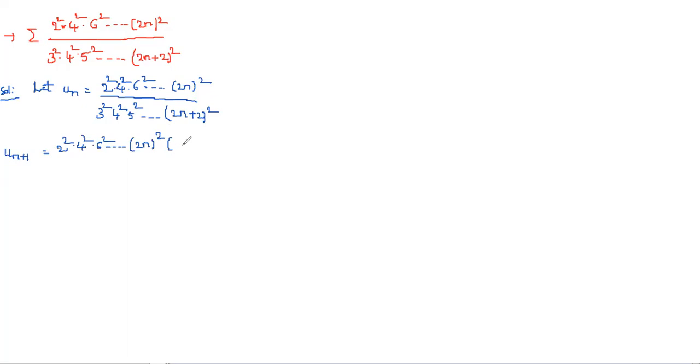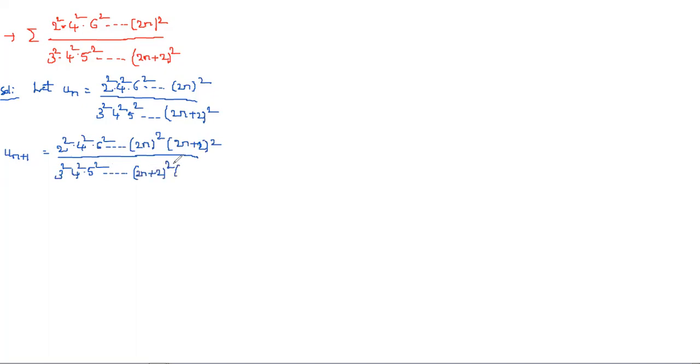That is nothing but, simply what will we get? 2 into n plus 1, that is nothing but 2n plus 2 whole square, by this is 3 square and 4 square, 5 square, and so on 2n plus 2 whole square.